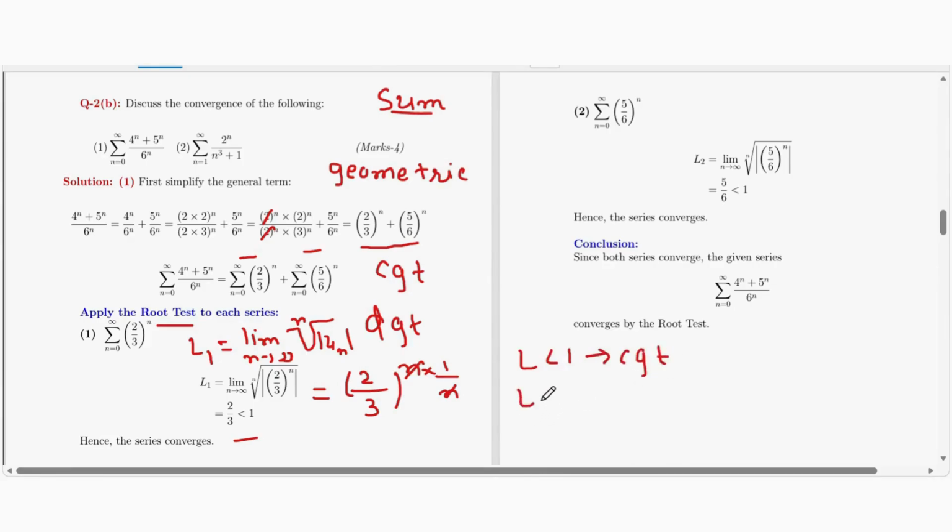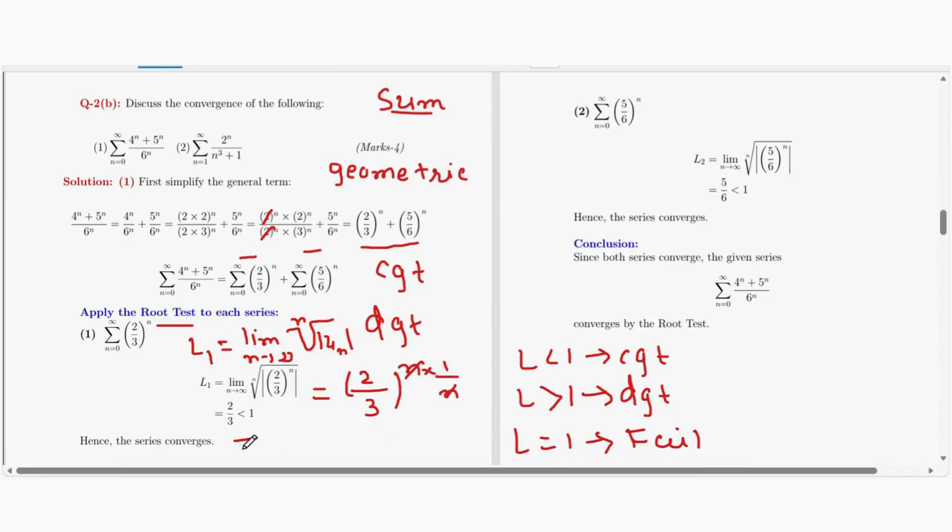If L is greater than 1, then the series is what? The series is divergent. And if L equals 1, then what do we conclude? The test fails, or we cannot say anything about the series, whether the series is convergent or divergent.